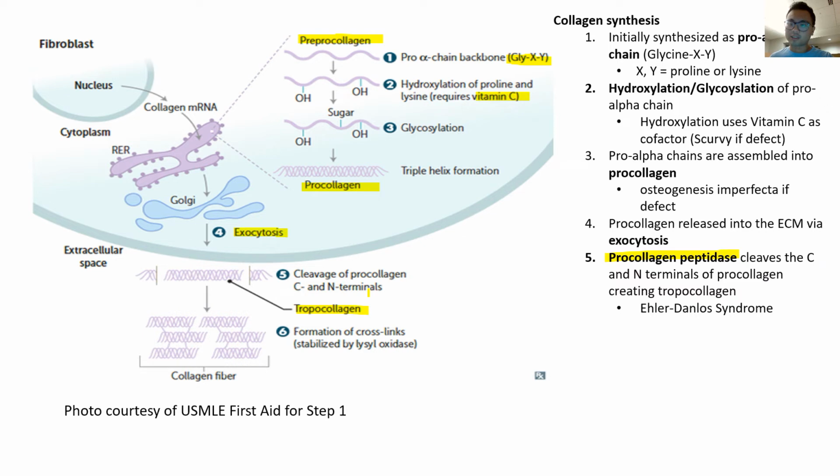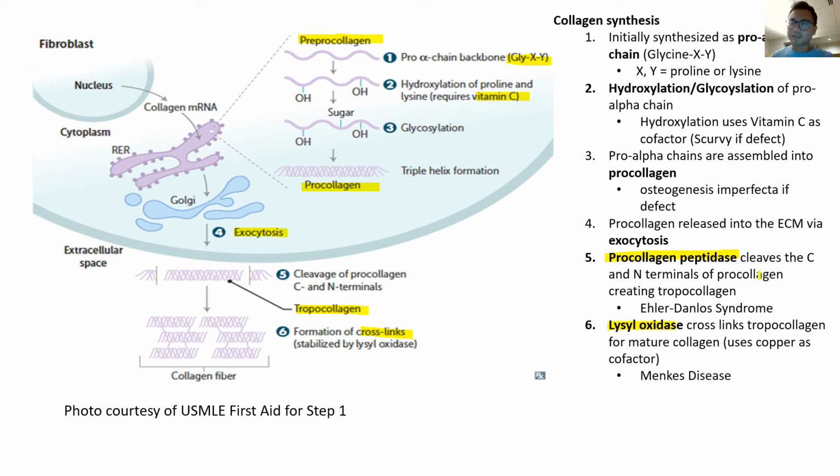There's abnormal extracellular matrix. The next and final step is going to be the cross-linking of tropocollagen via the enzyme lysyl oxidase. And this uses the ion copper as a cofactor. In someone with Menkes disease, they're unable to metabolize copper, and so this step is defective.